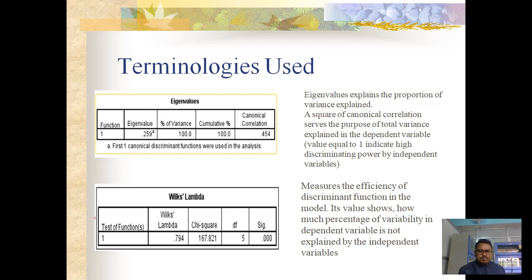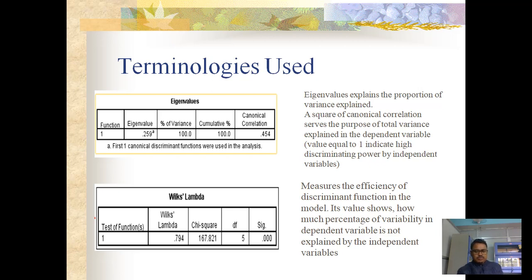So we have 0.45, which squared is almost equal to 0.2. That means 25% of variance can be explained by the independent variables in the dependent variable. So canonical correlation has to be almost nearing 1 so that there is a high discriminating power among the independent variables that we have used to study the dependent variable, the groups.